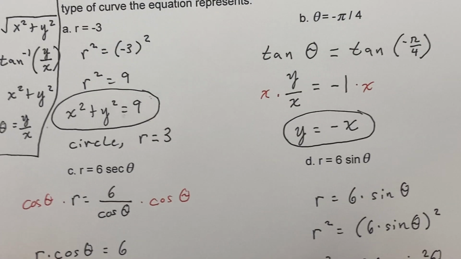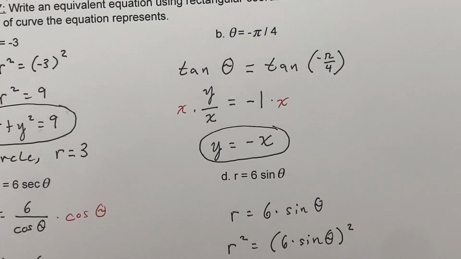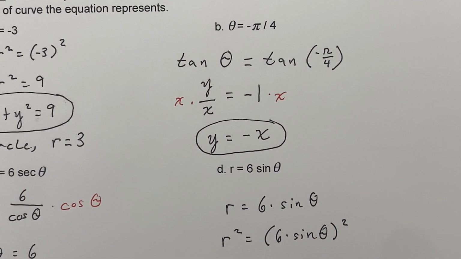Well, r squared, we had that equivalency. That's really good. That gets us x and y. So left-hand side is x squared plus y squared. Over here on the right, we got 36 times sine squared of theta. Thoughts on what we can maybe do there?